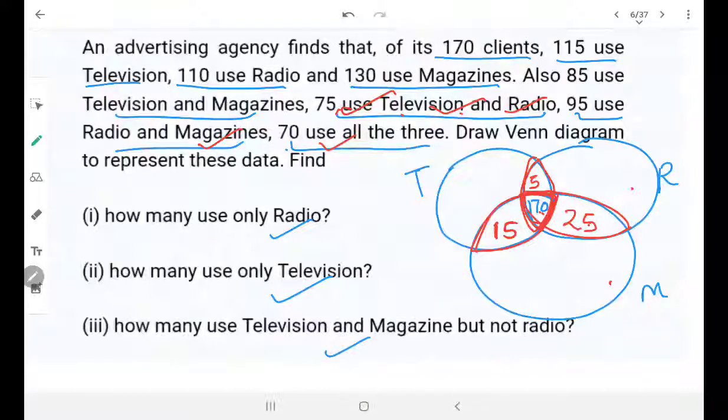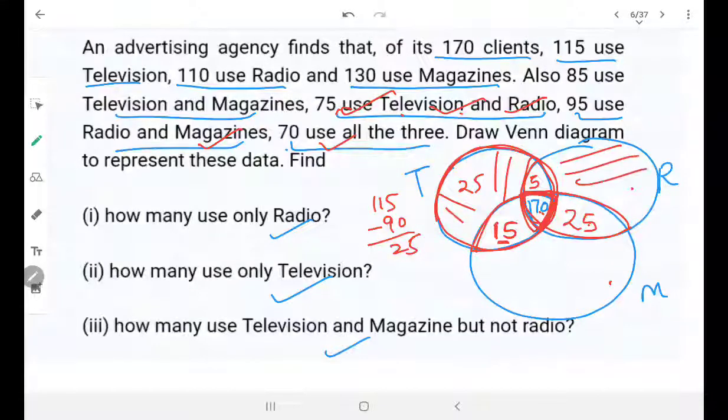Now, 170 clients are there in total. 115 use television, that is this total. So 115 is total television. So how many are these? 15 plus 5, 20, and then 70, 90, minus 90. So this area is 25. This is radio only. This is television only, 25.